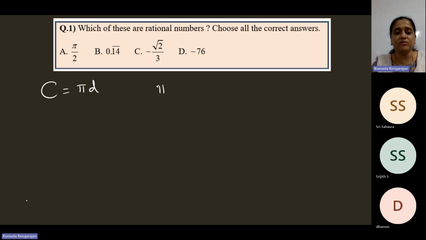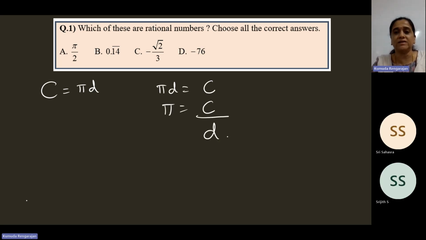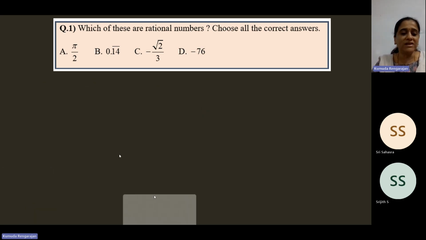That means pi d is equal to circumference. So pi is equal to circumference by d. This is a big topic to discuss, so I'm just telling you in short. Just understand that pi is the ratio of the circumference of the circle to its diameter, and the value of pi is a non-terminating, non-repeating decimal. So pi is an irrational number.